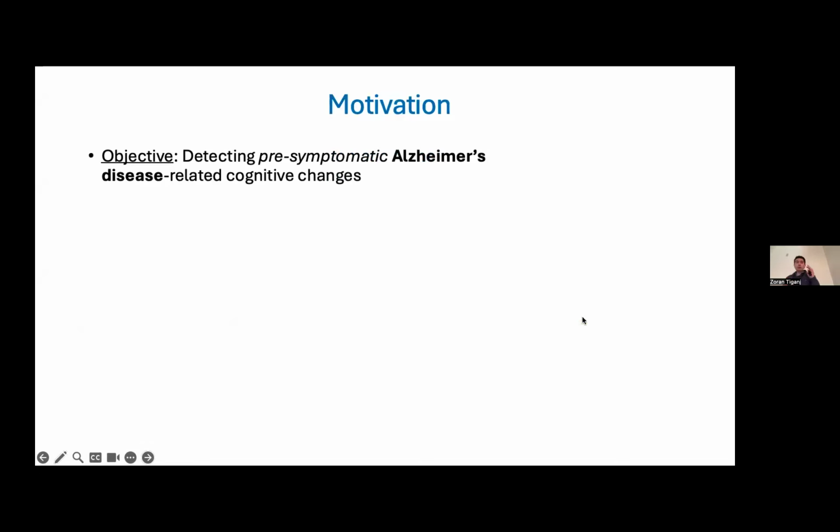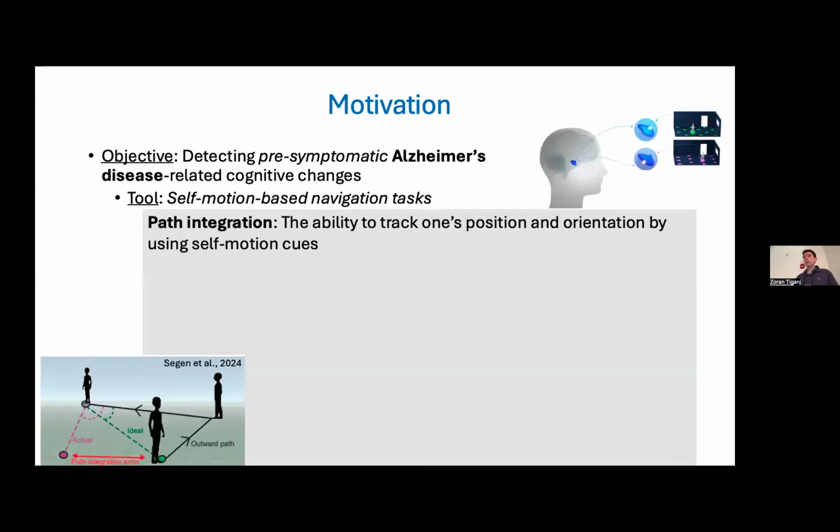So in this project, for us, the objective is on detecting pre-symptomatic Alzheimer's disease-related cognitive changes. And we focus on self-motion-based navigation tasks. More specifically, we look into path integration as a tool that could potentially help us with detecting pre-symptomatic AD-related changes. Path integration is the ability to track one's position and orientation by using self-motion cues.